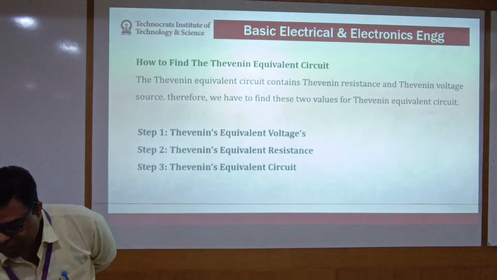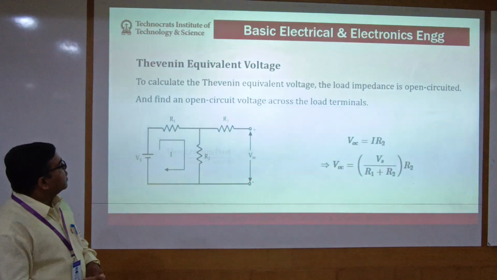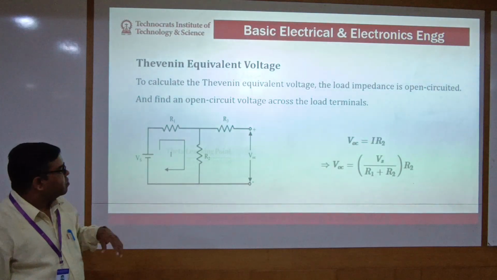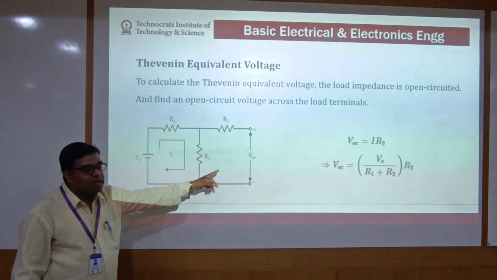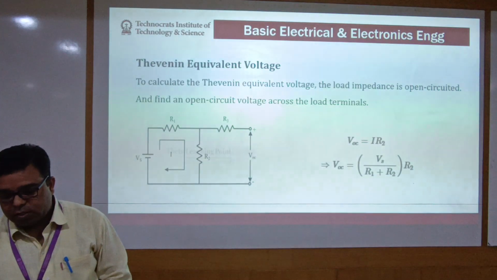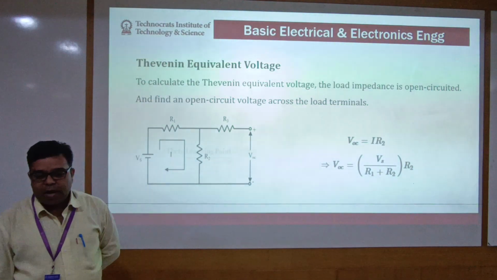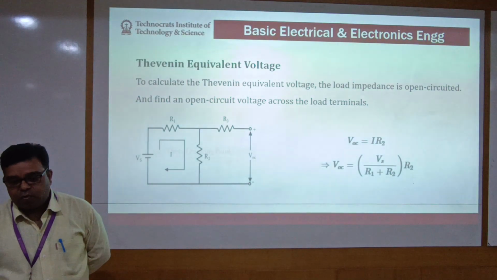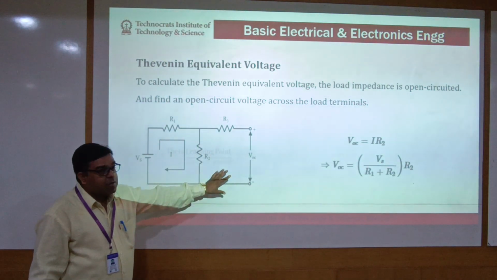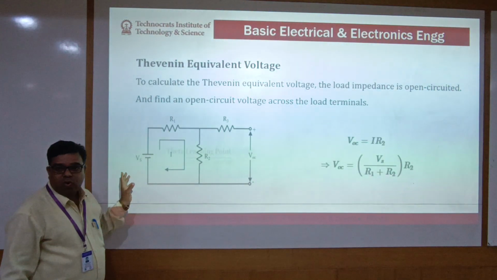the Thevenin's equivalent circuit. Now first let us see, this is the circuit diagram and we are going to calculate the equivalent voltage. So in this case the RL we will first remove. To calculate the Thevenin's voltage, the equivalent voltage, the load impedance is open circuited and we find the open circuit voltage across the load terminals. So if you remove the RL, you will get the two open terminals as shown in the figure and the circuit will look like this.